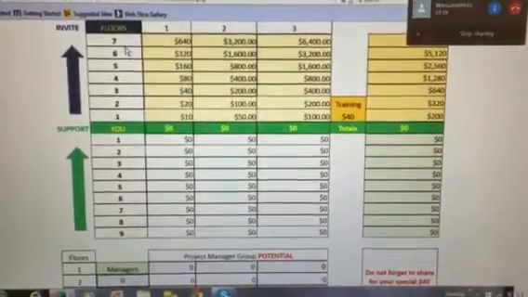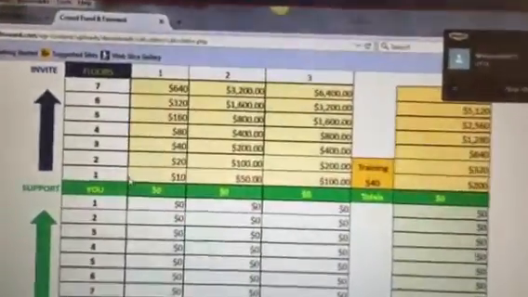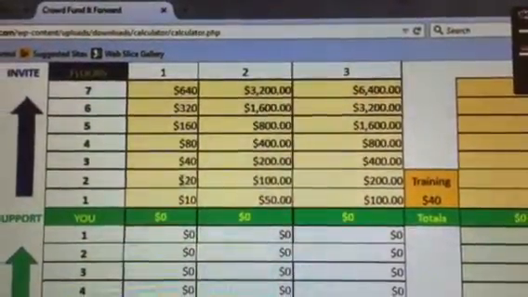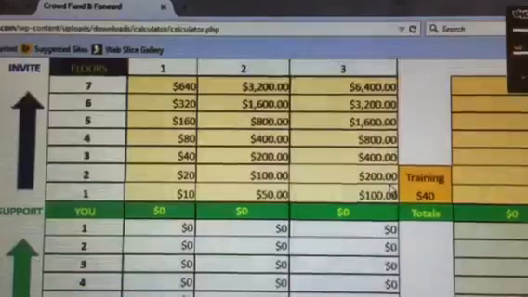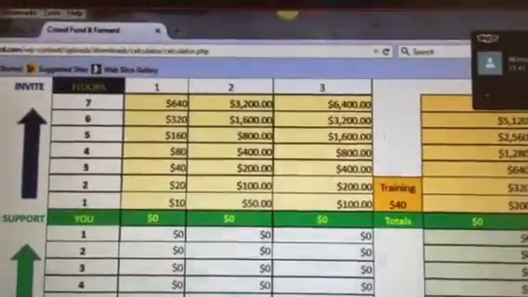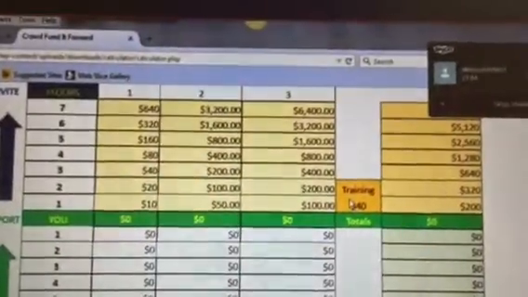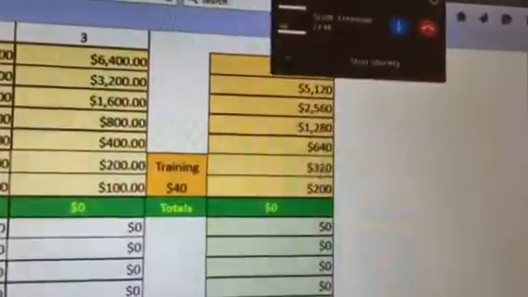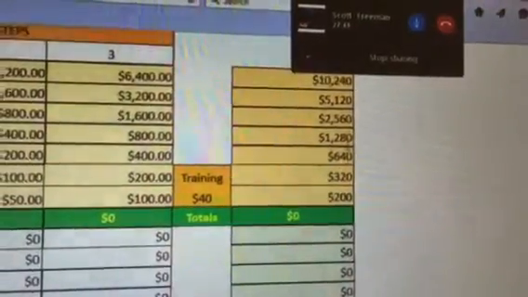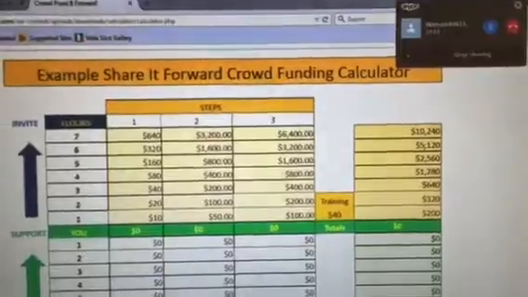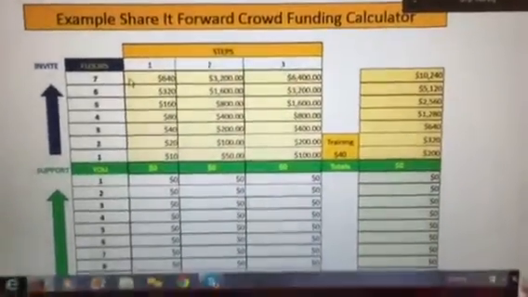There are 7 floors, and it shows you the targets on each one. $10 step, $50, $100. The next step floor is $20, $100, $200. So it shows all the donations that you're going to make all the way up through 7 floors, plus the $40 training accelerator. And it shows you them all added up on the far right here, which is 200, 320, and it ends up going up to 10,240 for the 7th floor that you're going to donate in 3 different steps. And that shows you the money that you pay out.